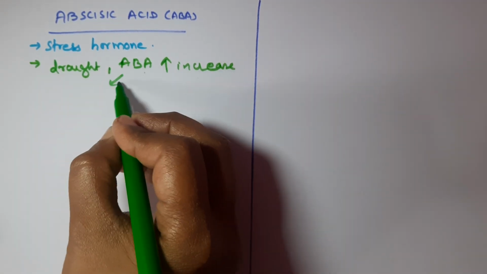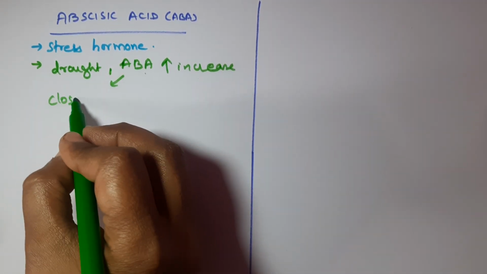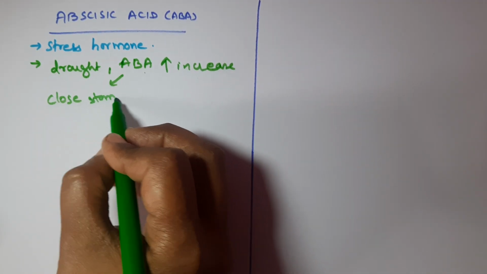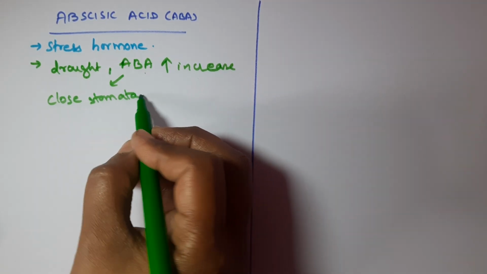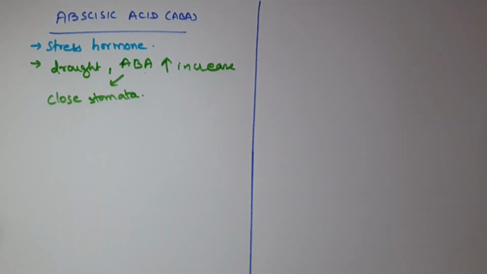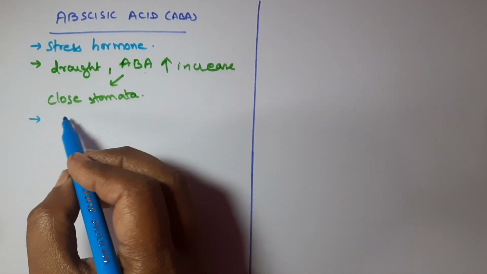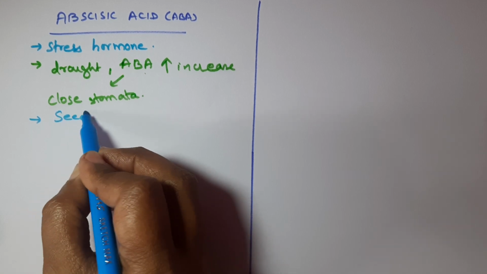The high concentration of ABA will close stomata so that there is less or minimized or no loss of water. So this is the way it acts. Another thing about it is that it promotes seed dormancy.